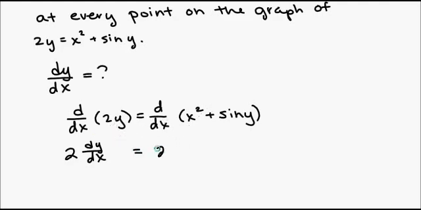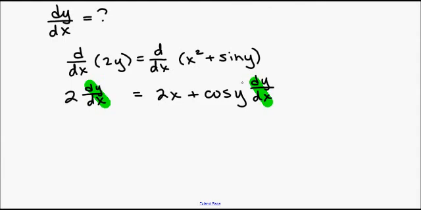Derivative of x squared is 2x. Technically dx/dx, but you don't write that. Plus the derivative of sine is cosine y. We have a y, so we're going to write dy/dx. Now notice that you have this on two different sides of your equation. You want to corral them all onto one side. And I'm going to move this guy to the left side so that I can just leave the x alone.